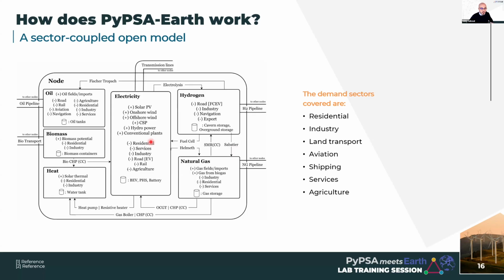Yeah, so this is purely just a small overview of how each node has all of these together on top of each other. Of course, for some node, for example, if there's no biomass potential there, it is just not being used, and so on. As I said, a lot of them are geospatially resolved. Then the demand sectors: we have residential demand, industry, land transport, aviation, shipping, services, and agriculture.